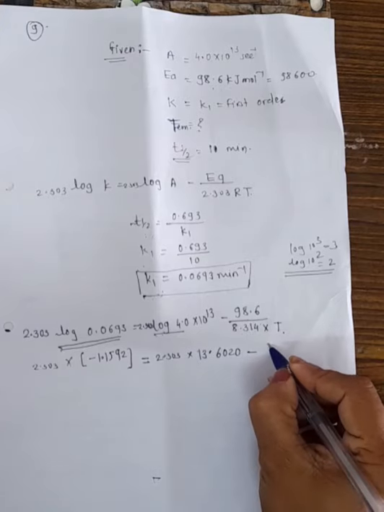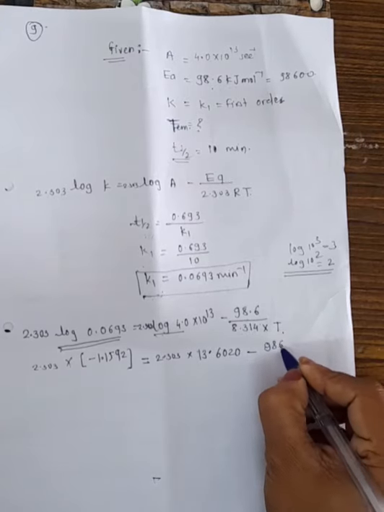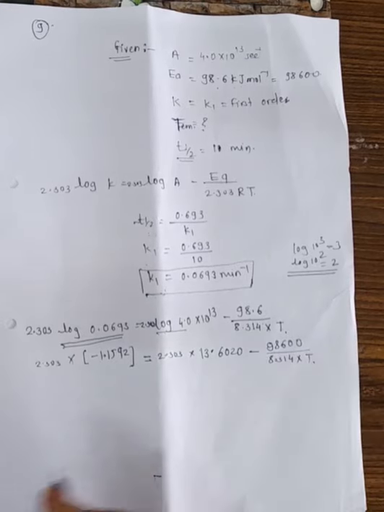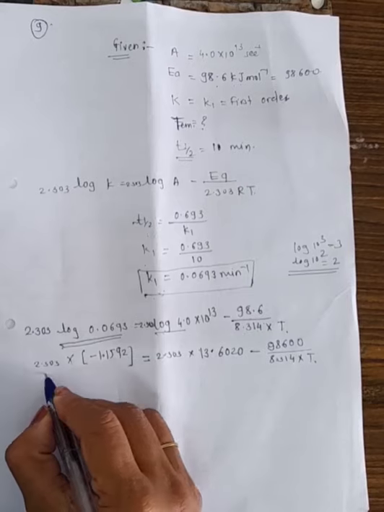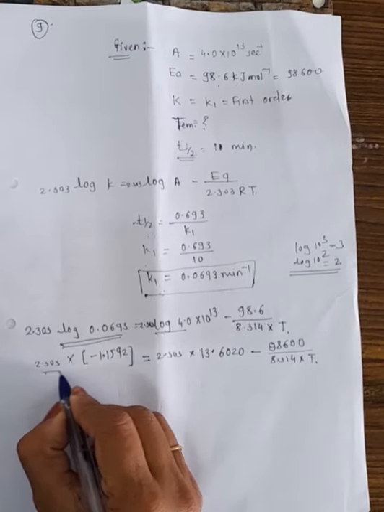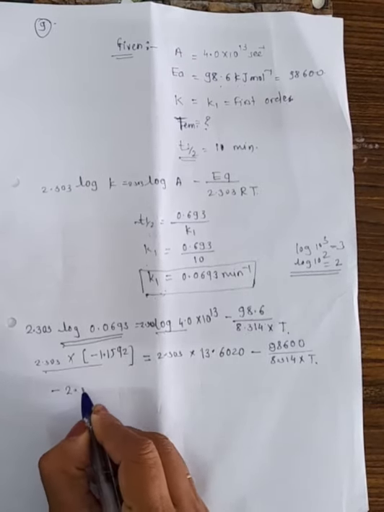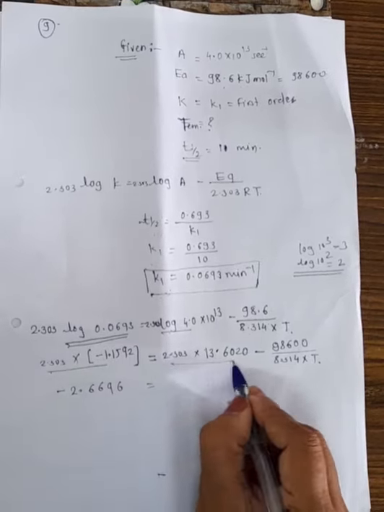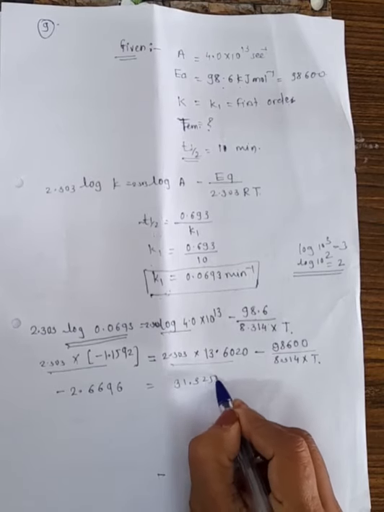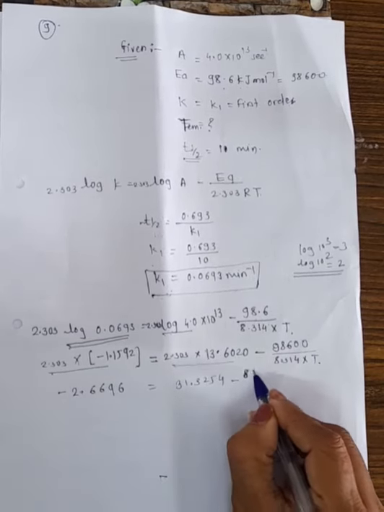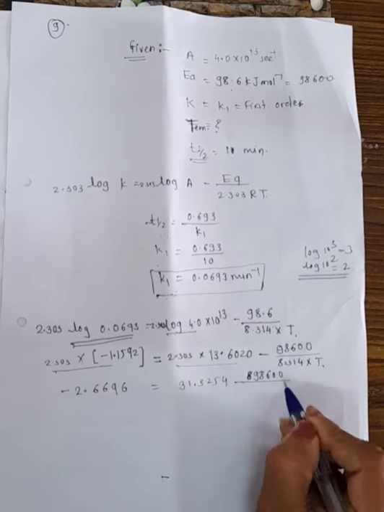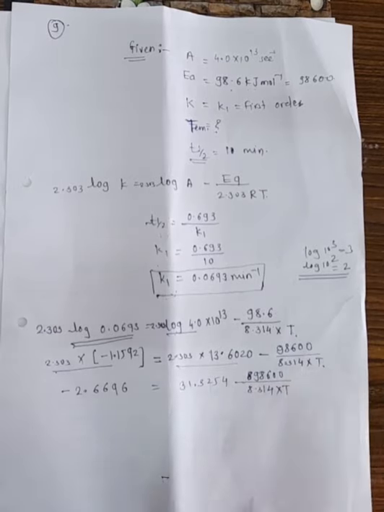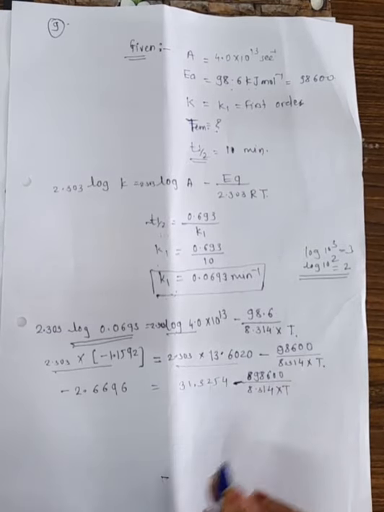Then 98,600 upon 8.314, and it is the T. After multiplying these terms, we will get minus 2.6696. When you multiply both these terms, you will get 31.3254 minus 98,600 upon 8.314 into T. This is a very simple phenomenon to solve this example.